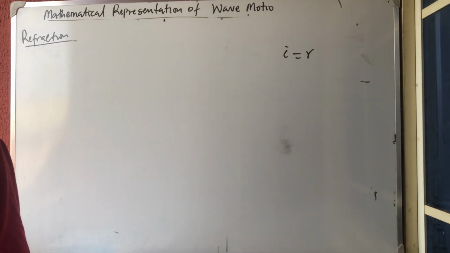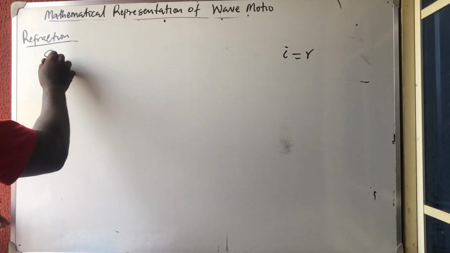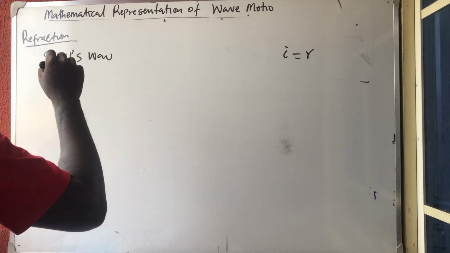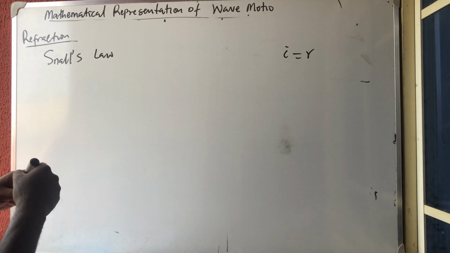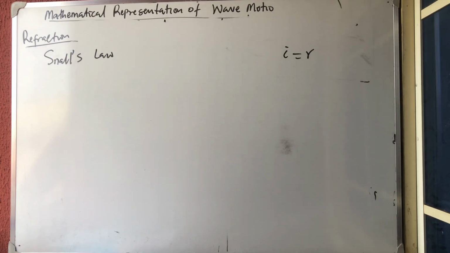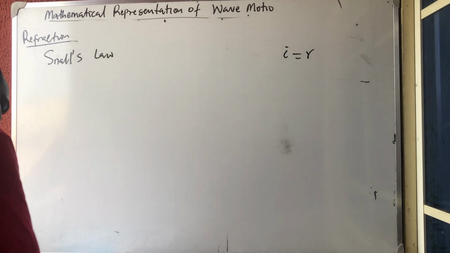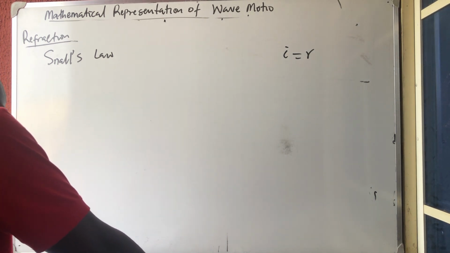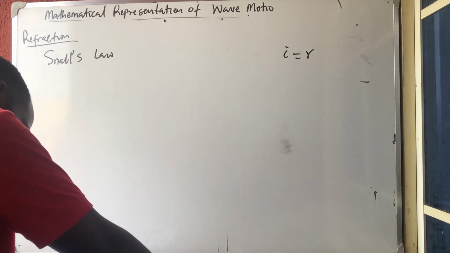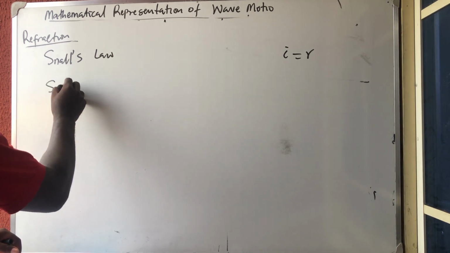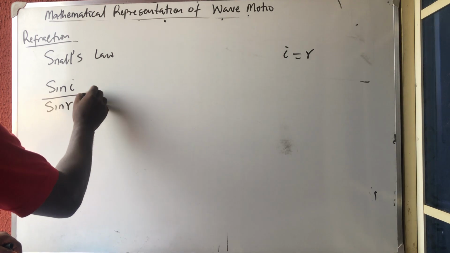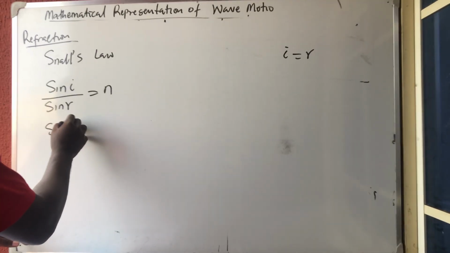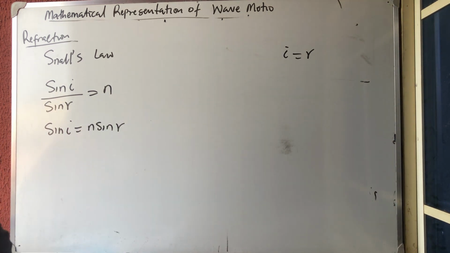But in refraction, we know that there is something called Snell's law. Snell's law states that the ratio of the sine of the angle of incidence to the sine of the angle of refraction is a constant for any given pair of media. That is, sine I over sine R is equal to N. Therefore, sine I is equal to N sine R, where N is a constant. So you have to note that.